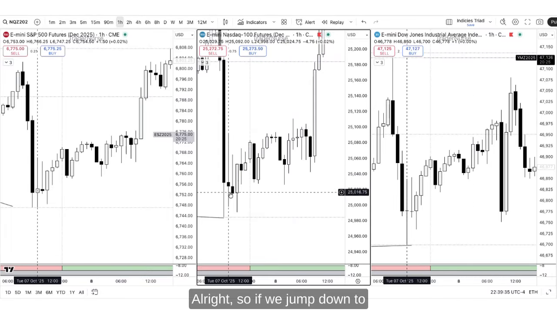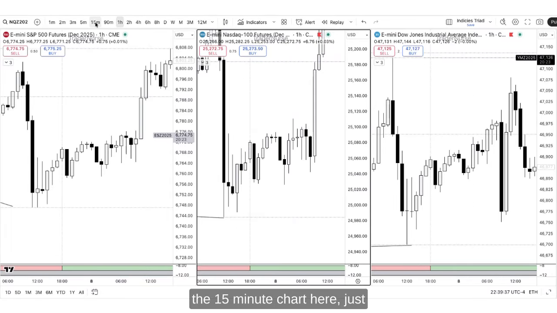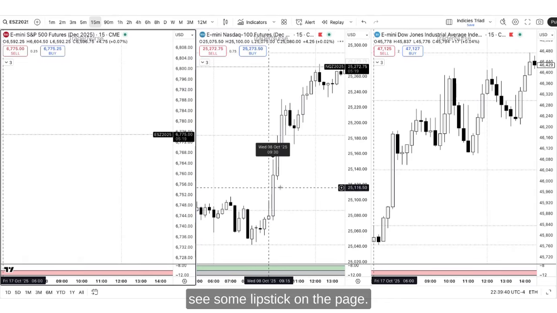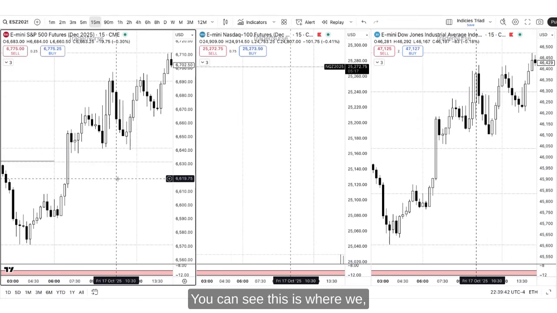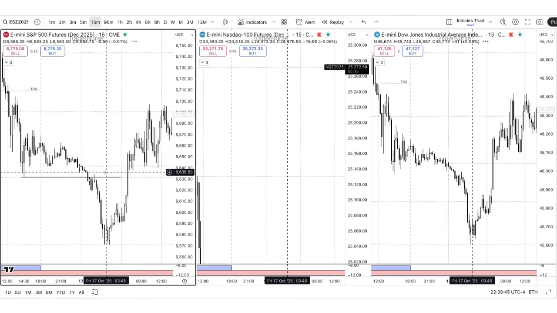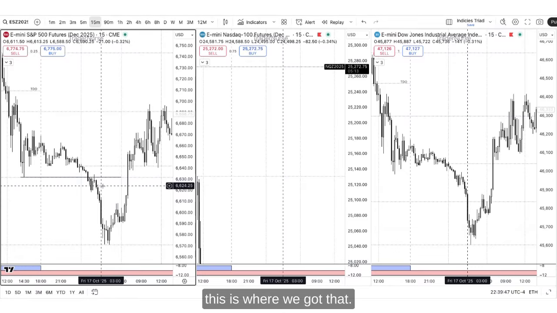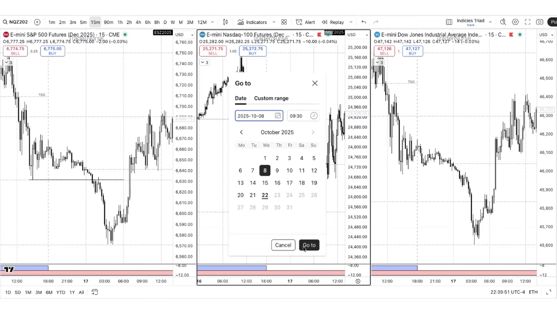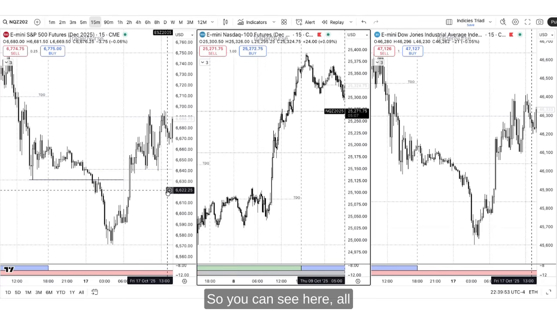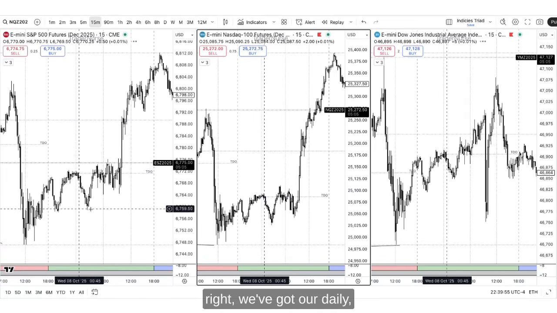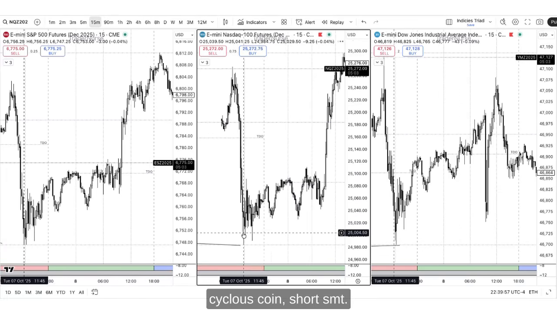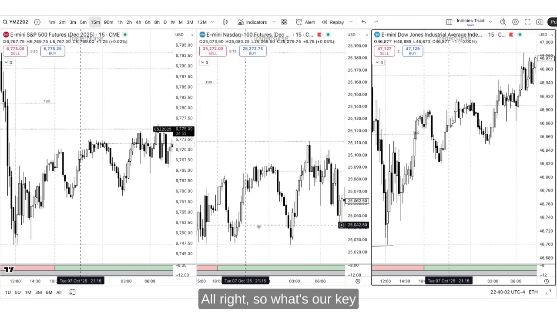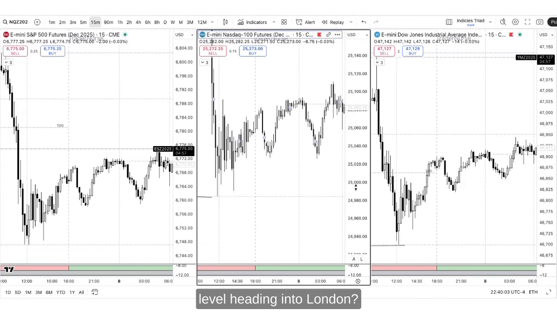If we jump down to the 15-minute chart here, just go back to the 8th, and you'll see some lipstick on the page. You can see this is where we got that. That's the 17th, my apologies. So you can see here we've got our daily cycle sequential S&T. Bear with me. So what's our key level heading into London?